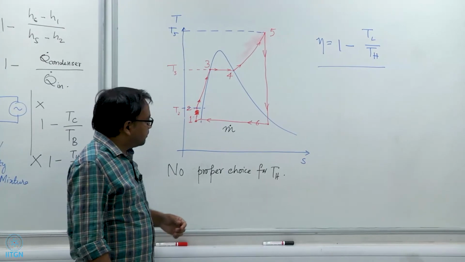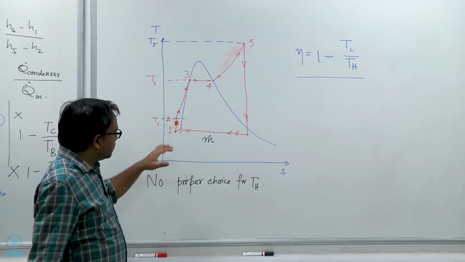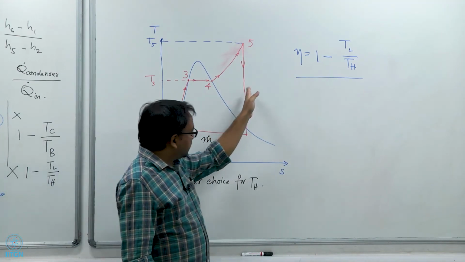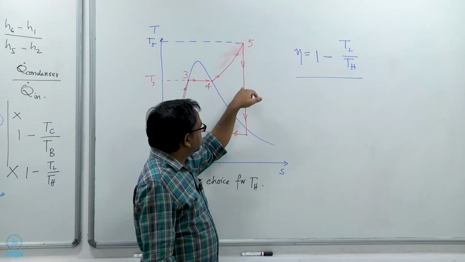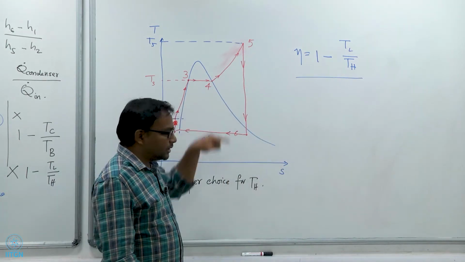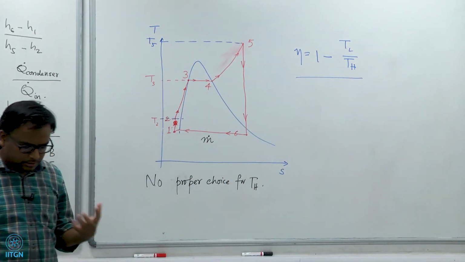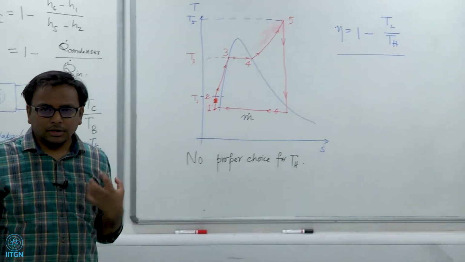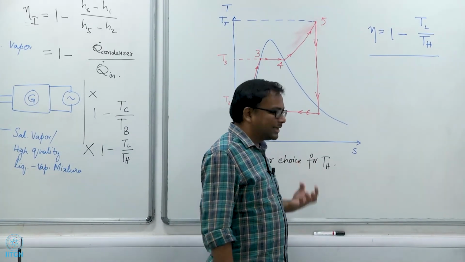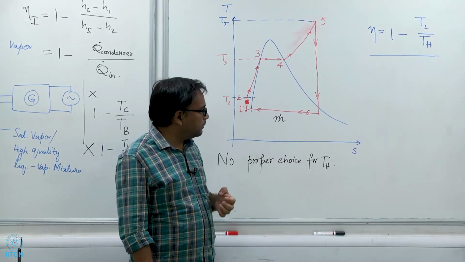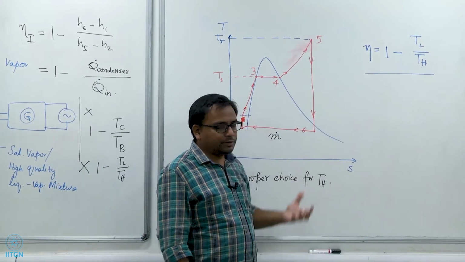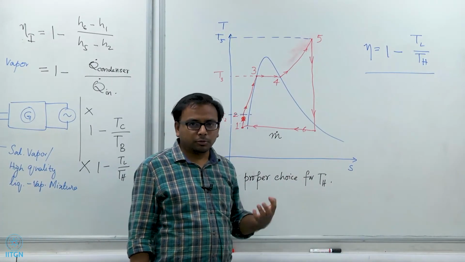But we can still improve the efficiency, or get more work output from the turbine, by adding intermediate steps in the Rankine cycle, which again we will not discuss, because that will just be too much for a single course. I encourage you all to go through the prescribed textbook, and in chapter 9 you will find several steps which are taken to improve the efficiency or to improve the work output from the turbine.